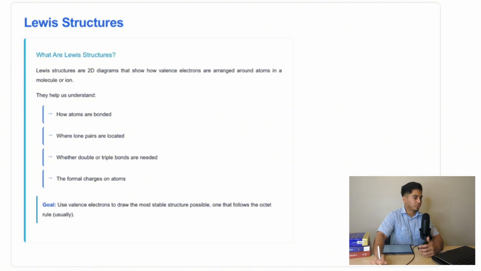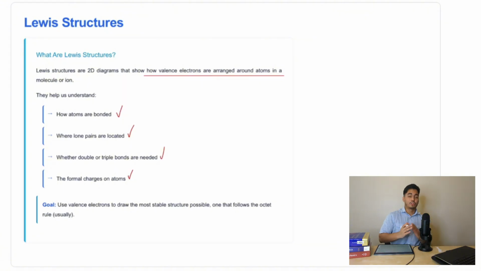Okay, so what are Lewis structures? They're just 2D diagrams that show how valence electrons are arranged around atoms in a molecule or ion. They're going to help us understand how atoms are bonded, where lone pairs are located, and whether or not we have double or triple bonds, and finally, the formal charge.